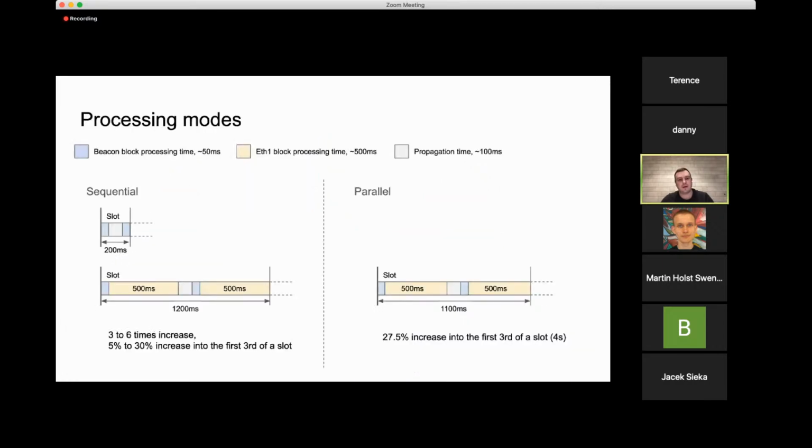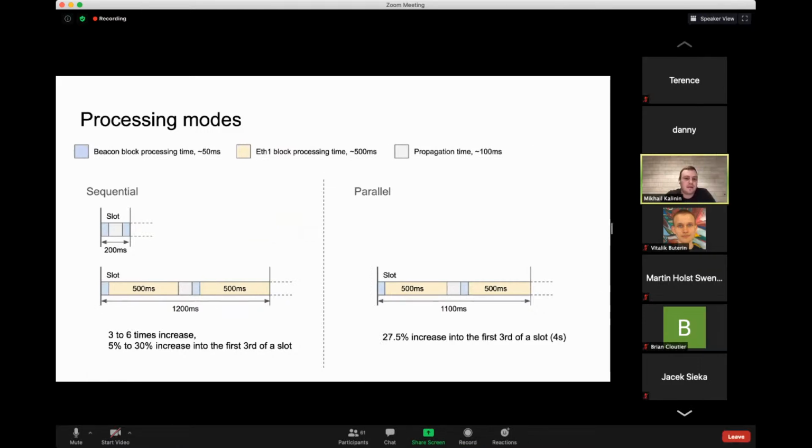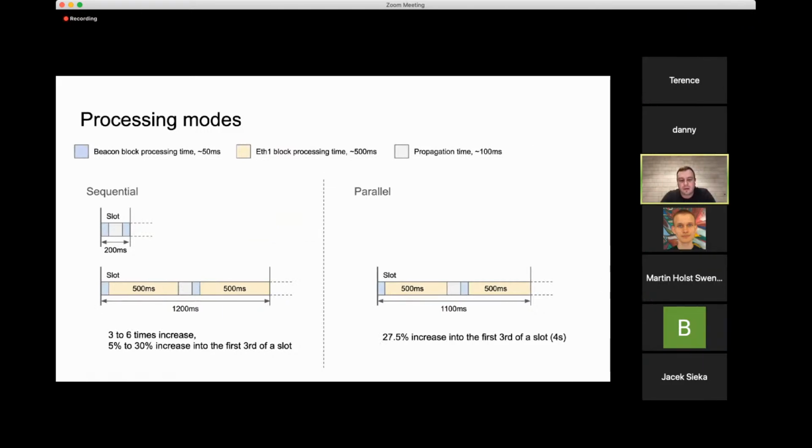Okay, cool. So a little bit of a speculative slide. This is an attempt to reason about how Eth1 block processing impacts the slot processing time. Why is it speculative? Because these numbers are probably not that accurate, but the main thing to highlight here is that it's highly likely that Eth1 processing time will differ from the beacon block processing time by an order of magnitude. So let's just assume that these numbers are correct.